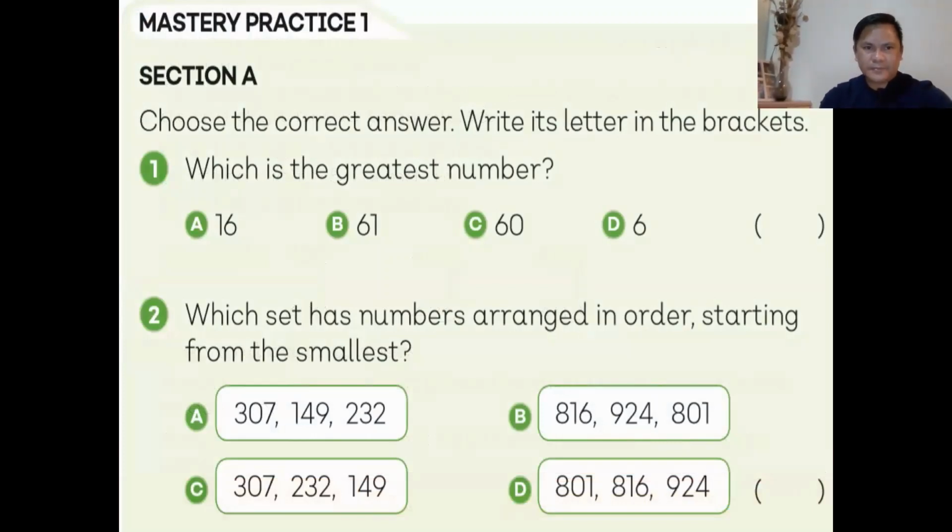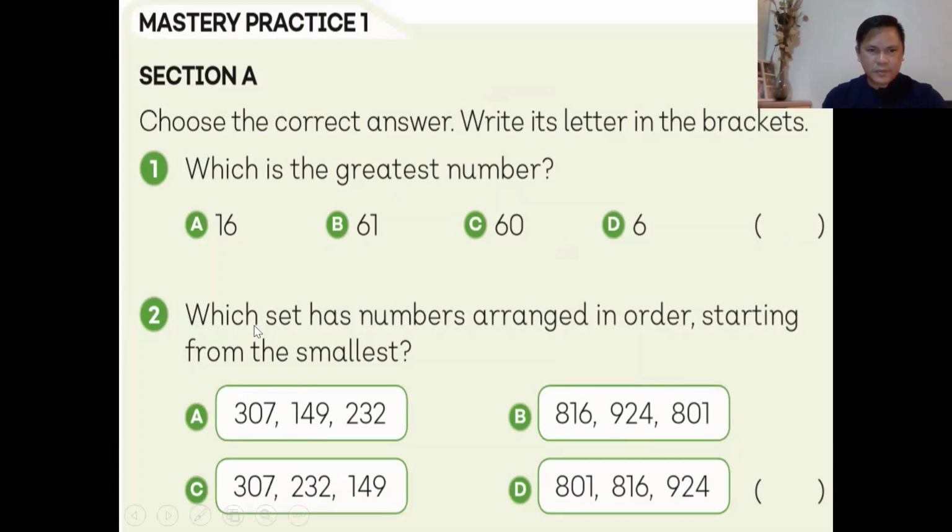Section A. Choose the correct answer. Write the letter in the bracket. Write A, B, C, or D. Which is the greatest number here? We say greatest, meaning the biggest number. Is it A, B, C, or D? So what is the answer?